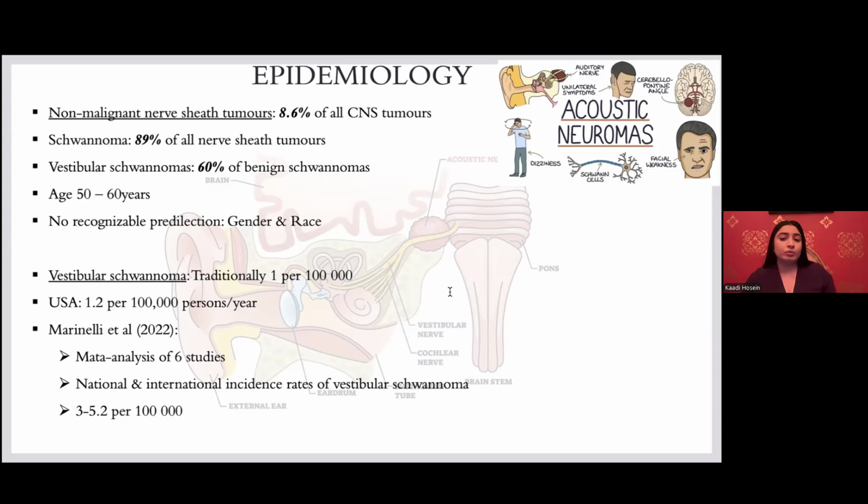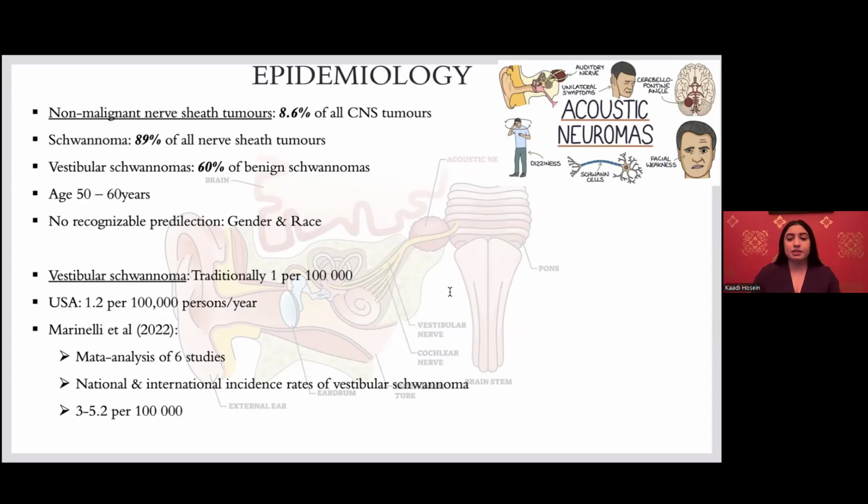Schwannomas are the most common of all nerve sheath tumors in 89% of cases, with 60% of benign schwannomas being vestibular schwannomas. They usually affect persons between the ages of 50 to 60 years, with a median age at diagnosis of 56 years. And as we said, no sex or racial predilection is recognized.